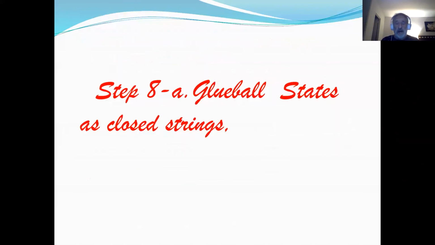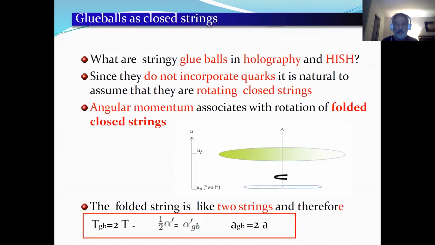Now I want to go over to glueballs and to exotics. So in the glueball picture, as we described before, it's simply a folded closed string. For the folded closed string, it looks like two strings, so the tension is twice, the slope is half, and the intercept is also twice.